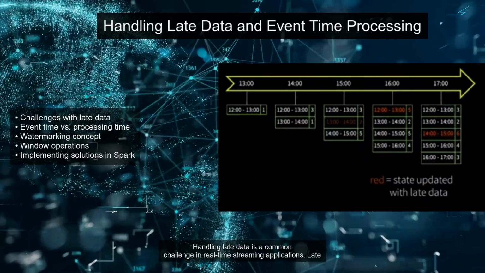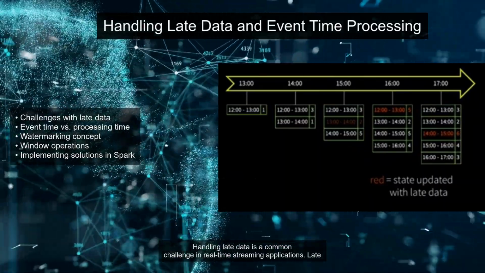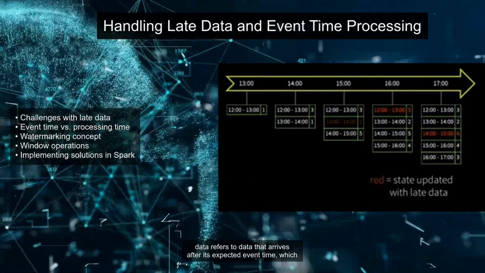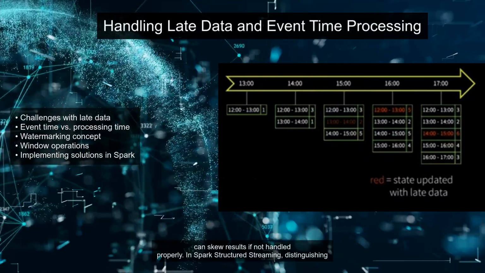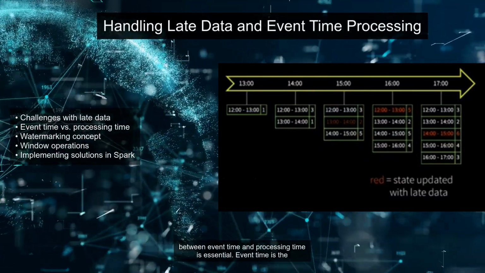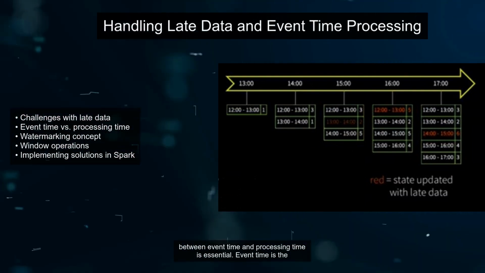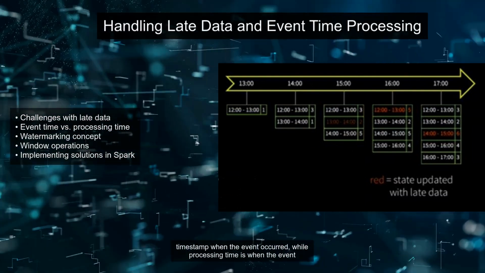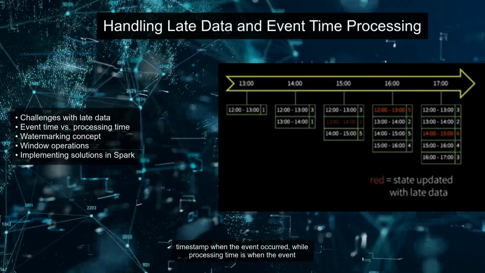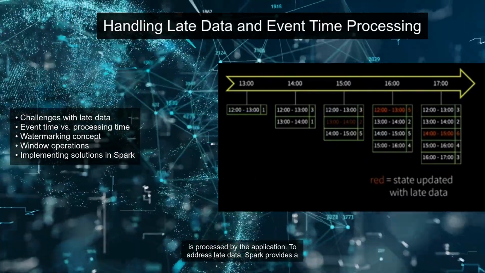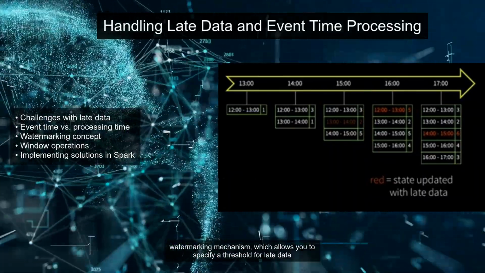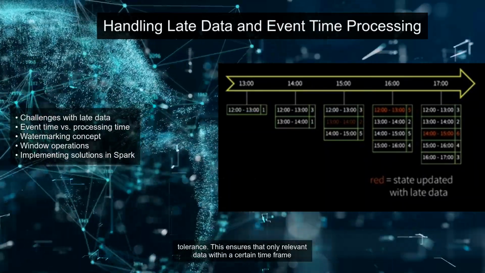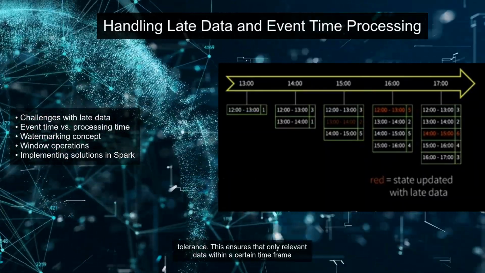Handling late data is a common challenge in real-time streaming applications. Late data refers to data that arrives after its expected event time, which can skew results if not handled properly. In Spark Structured Streaming, distinguishing between event time and processing time is essential. Event time is the timestamp when the event occurred, while processing time is when the event is processed by the application. To address late data, Spark provides a watermarking mechanism, which allows you to specify a threshold for late data tolerance. This ensures that only relevant data within a certain time frame is considered for processing.